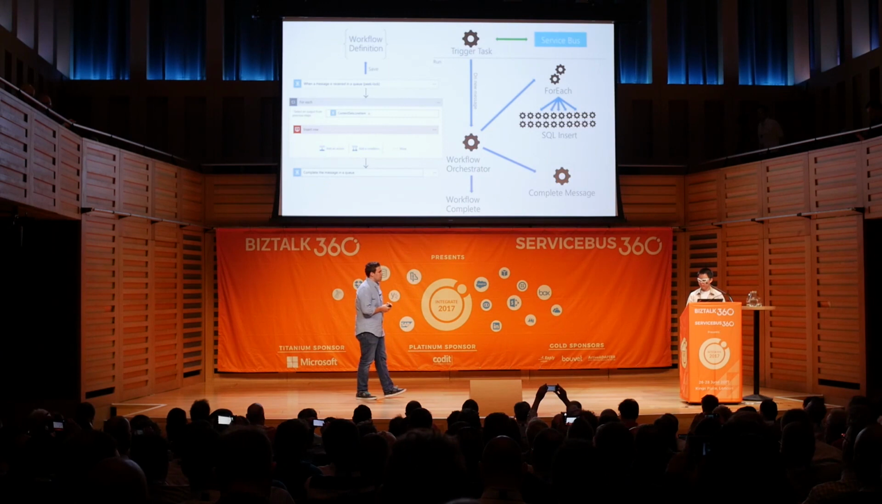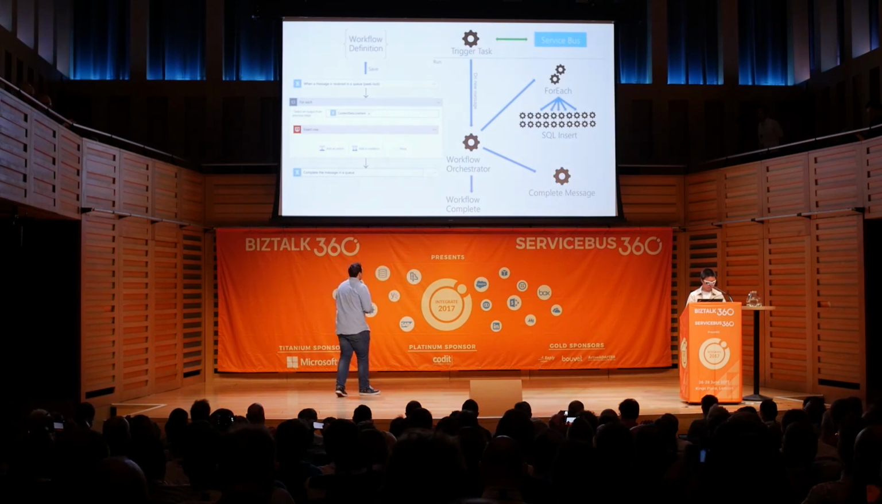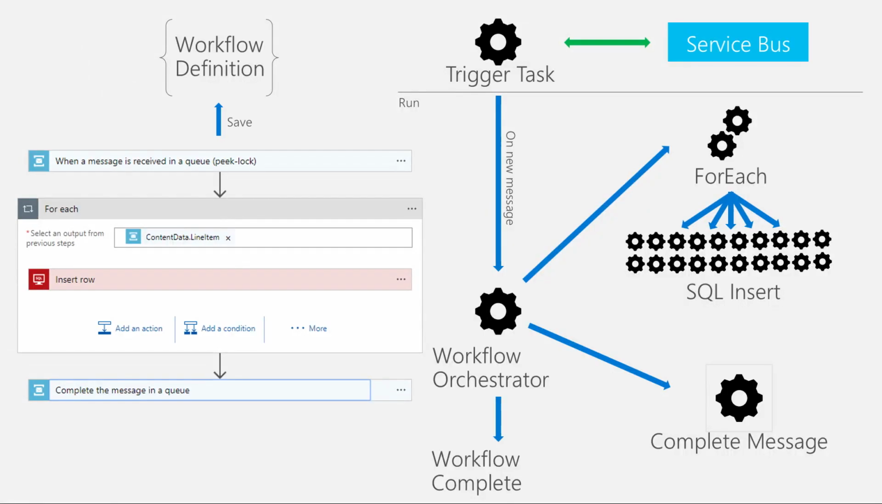Just a few things to point out here in case they weren't clear. The for each task could be done on a completely different machine than the complete message task. And my workflow orchestrator might be on a completely different machine than my trigger task. You have no guarantee where your stuff's going to be executed, just that it will be executed. And we will execute it.